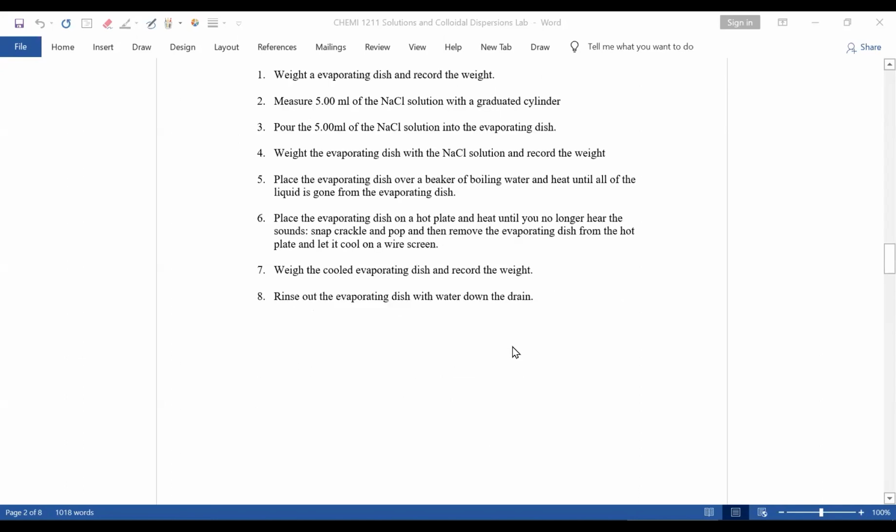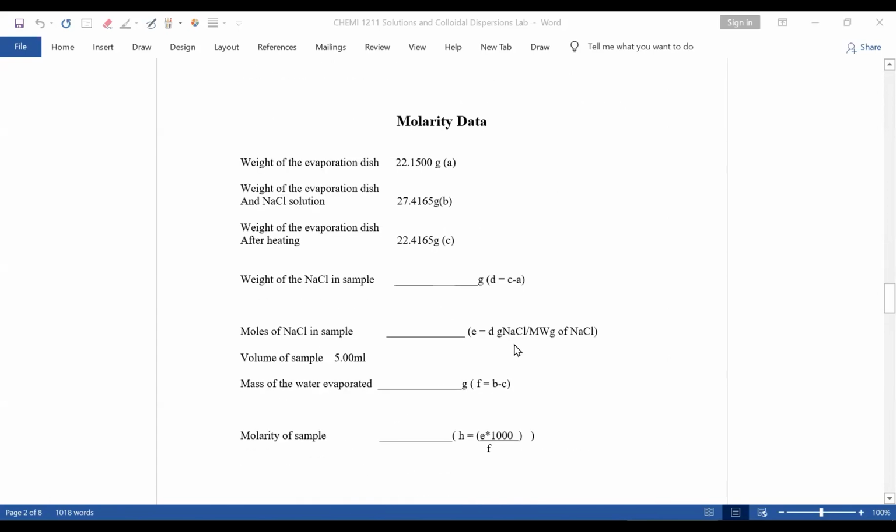Now, the data for that: here's the weight of the dish empty. Here it is with the solution. Here it is after you've taken off the water. Now, for these, you have to do calculations. Instead of using numbers, which confuse people, I use letters. Here's A, B, and C.